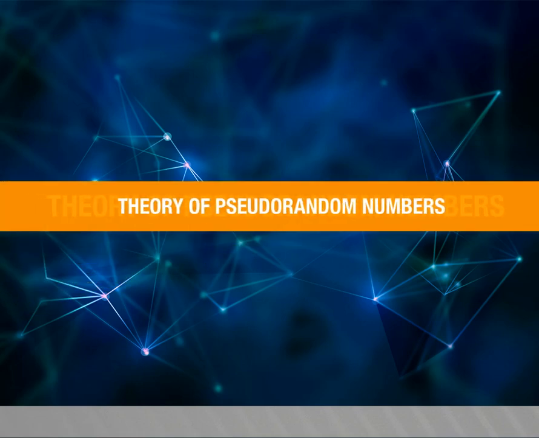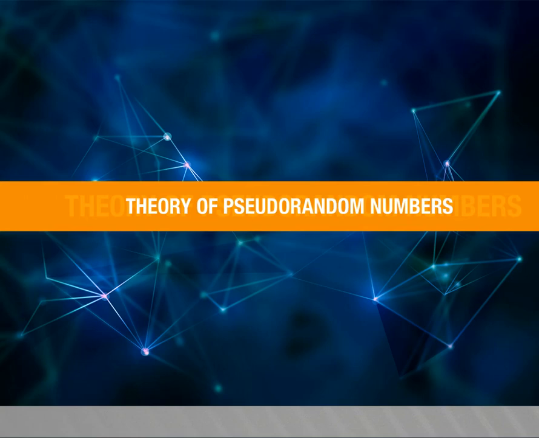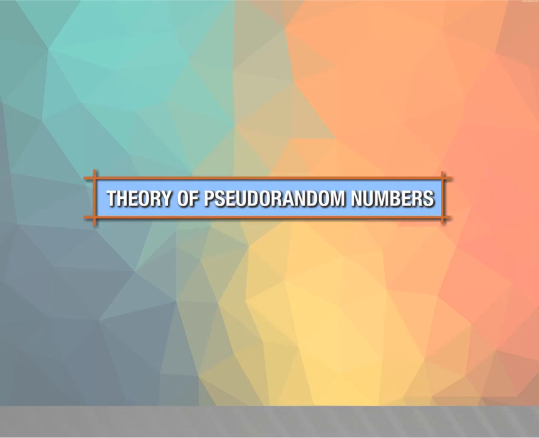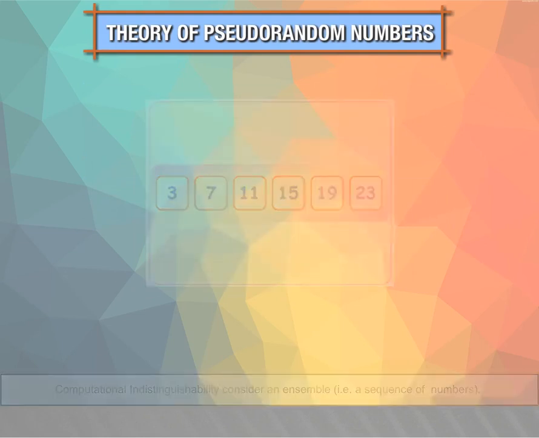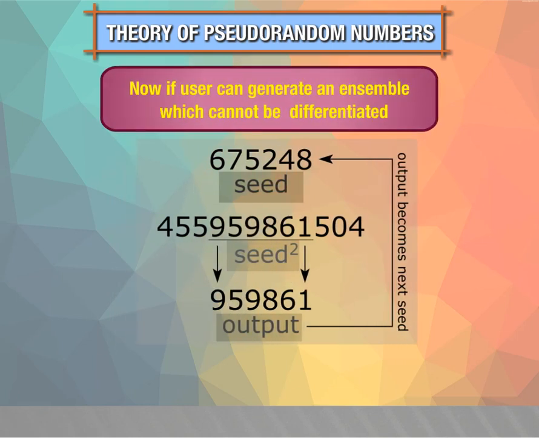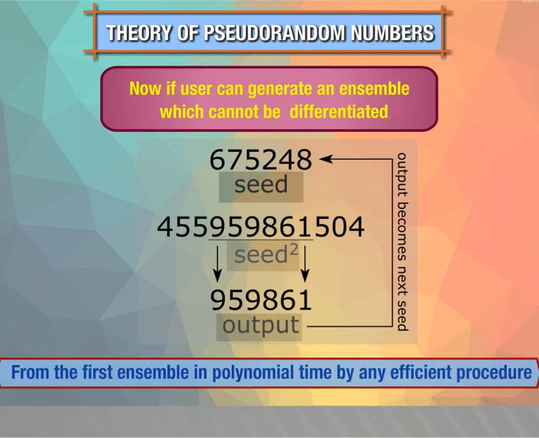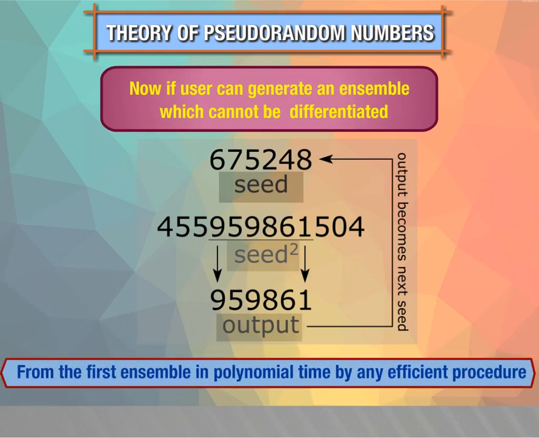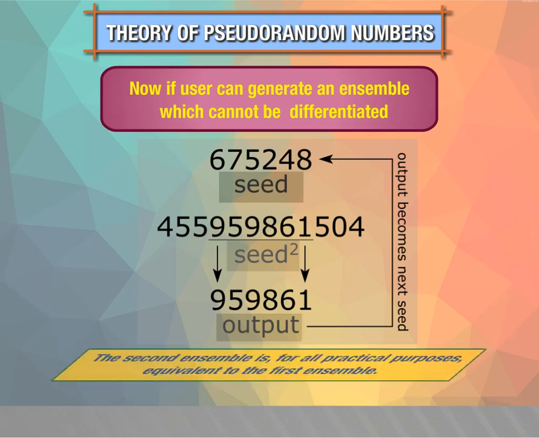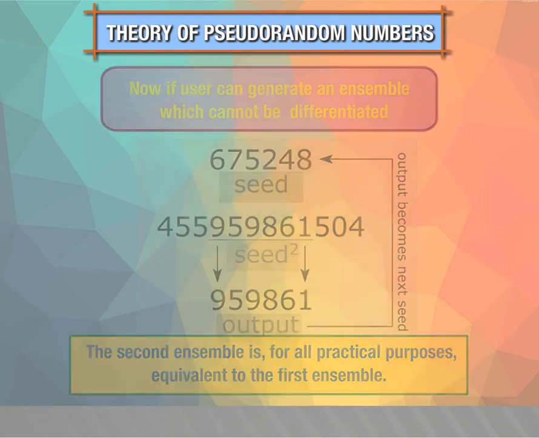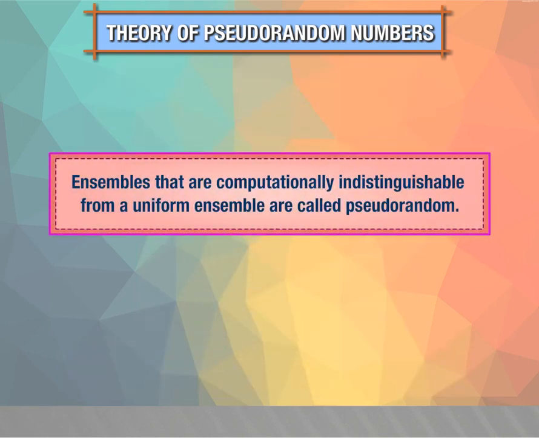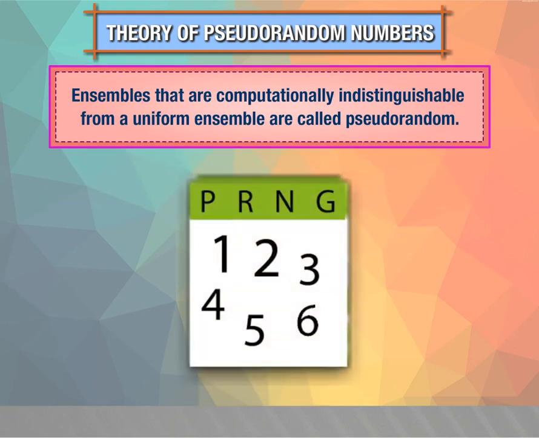Theory of pseudo-random numbers. In this video, we are going to see about the theory of pseudo-random numbers. Computational indistinguishability considers an ensemble, that is, a sequence of numbers. Now, if a user can generate an ensemble which cannot be differentiated from the first ensemble in polynomial time by any efficient procedure, the second ensemble is, for all practical purposes, equivalent to the first ensemble. Ensembles that are computationally indistinguishable from a uniform ensemble are called pseudo-random.